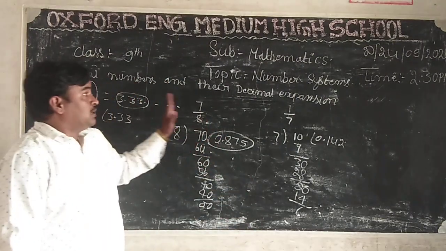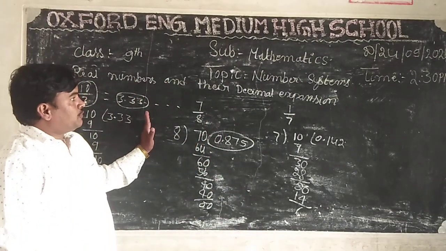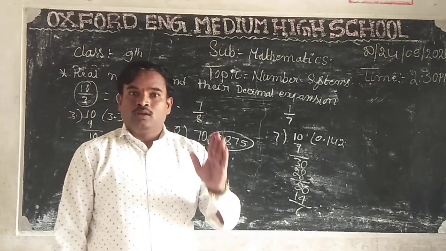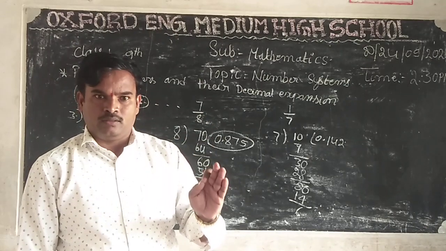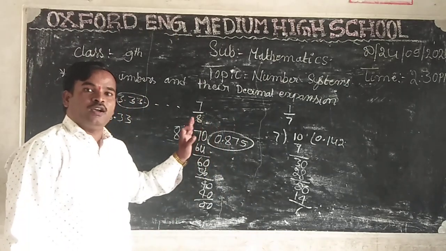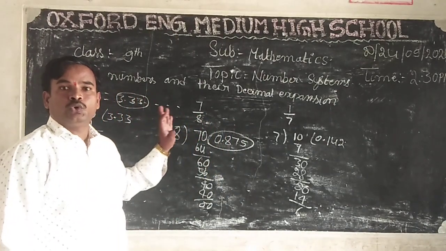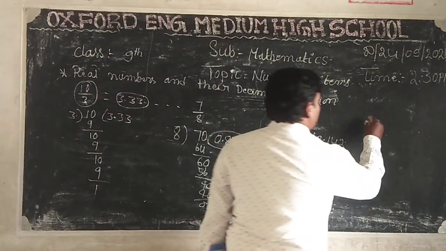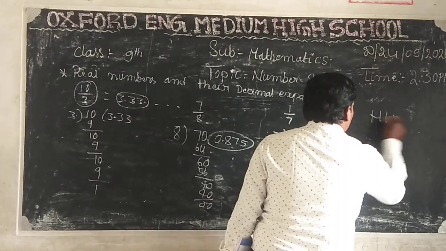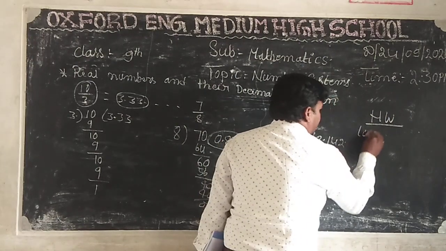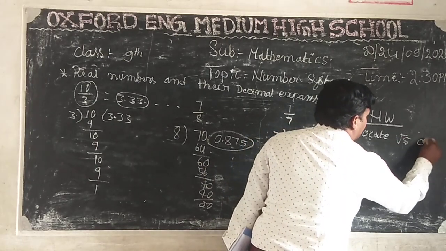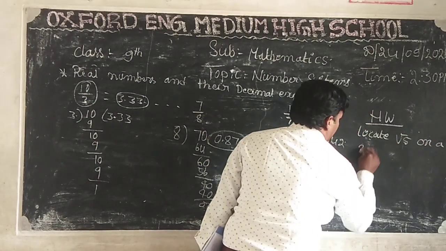Homework. In this video class we learned how to locate irrational numbers on the number line. Here we solved 3 aspects: root 2, root 3, root 4. So next, you take homework. Locate root 5 on a number line.